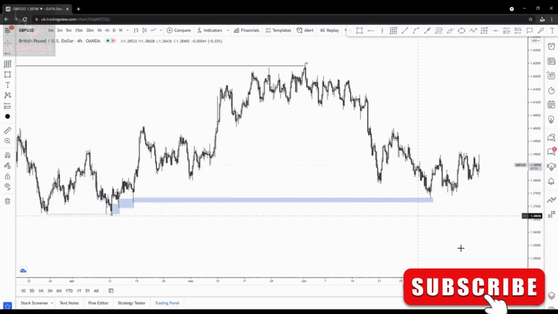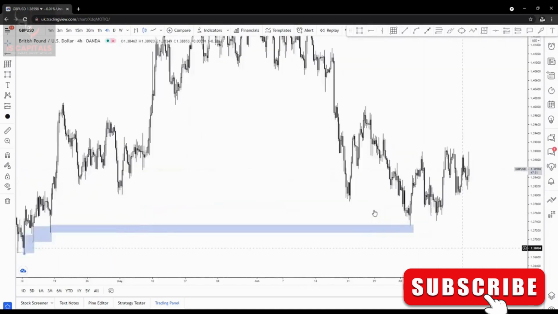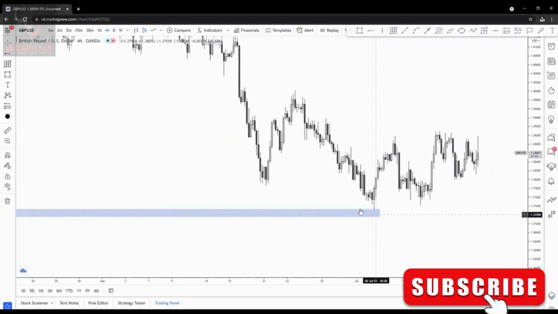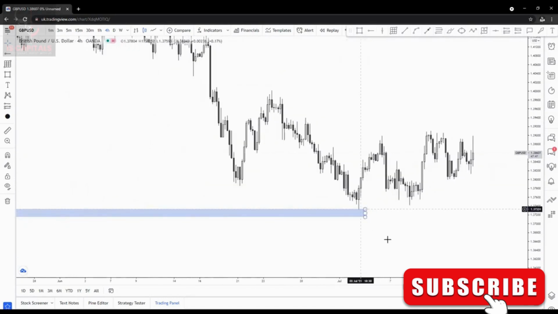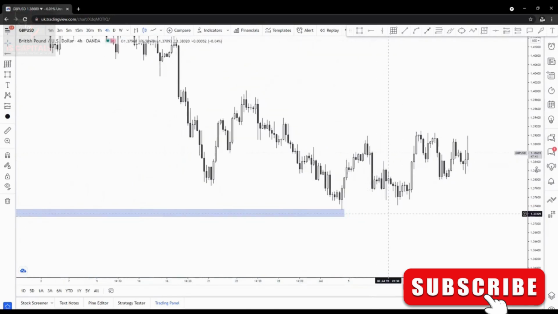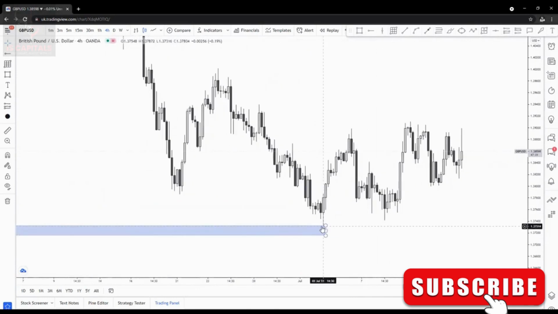Okay, I wanted to buy from here, but this happened with news. You know, during news, spreads will widen up, so we cannot buy from this low right here. So I bought it from here.